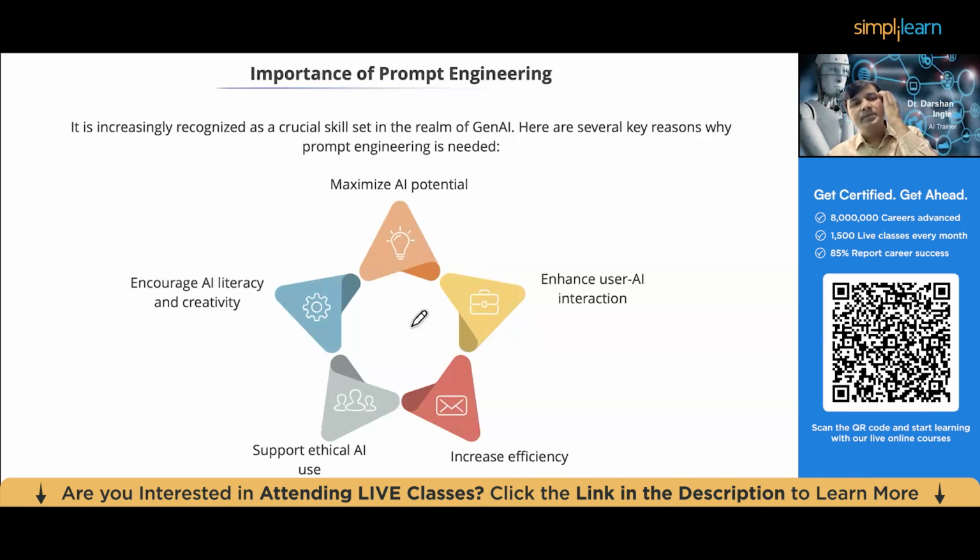The next one is support ethical AI usage. Good prompts will also help you to avoid bias and ambiguity. What I mean by that is, for example, instead of saying describe a successful CEO, you can say describe the leadership traits of a successful CEO across industries, avoiding gender bias. That is called ethical use of AI. So it should not give more importance to males.